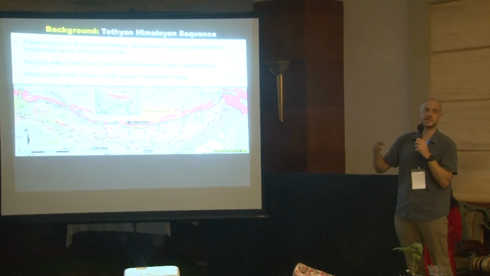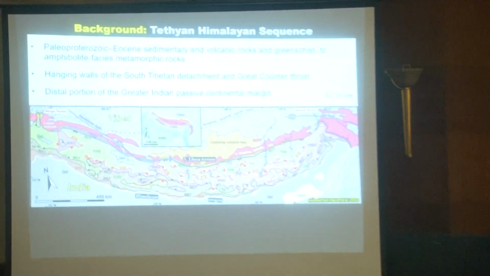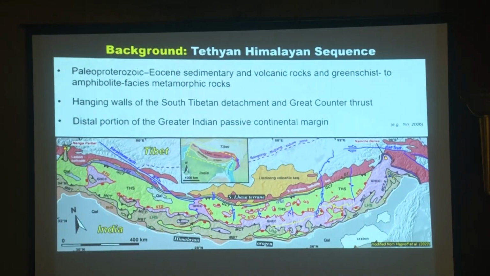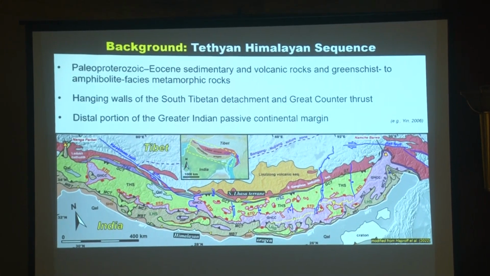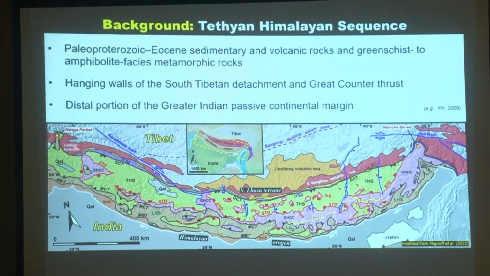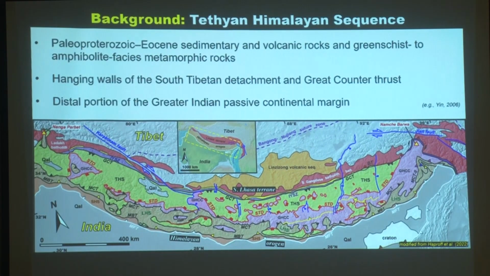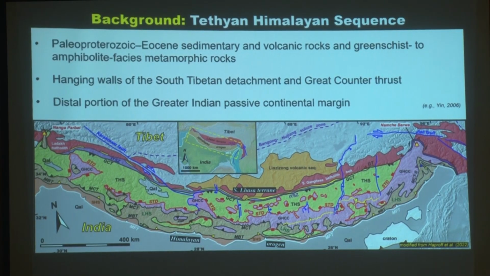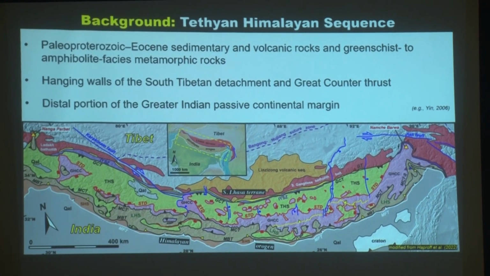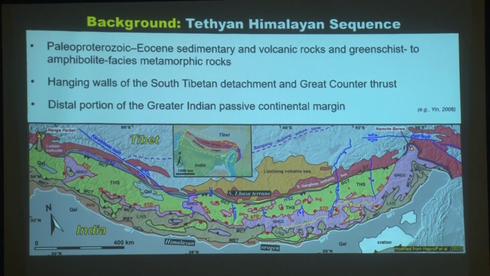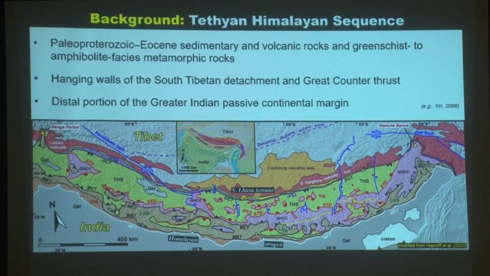And the Tethyan Himalayan sequence is also in the hanging wall of the Great Counter Thrust, also called the Renbu Sidong Thrust. That's shown here with these two triangles marking the hanging wall side. Now, the Tethyan Himalayan sequence is often interpreted to represent the distal portion of the greater Indian passive continental margin, so the furthest north portion of that passive margin, greater India, before it collided with Asia.